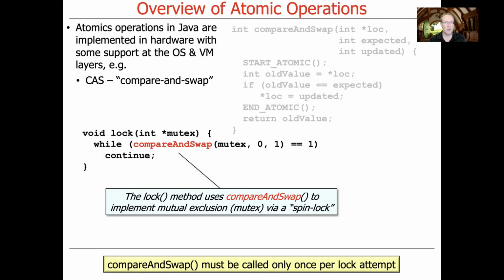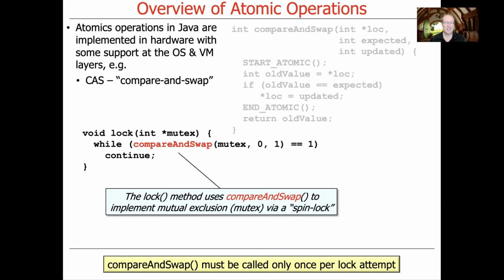And it will then call that compare and swap operation, which again will be done in hardware, probably with a little C or C++ facade to access it. And we say while compare and swap, and we pass in the memory location, we pass in the value 0 as the expected value, and we pass in the value 1 as the updated value. And what we're saying here is while the value doesn't change to 1, keep looping.